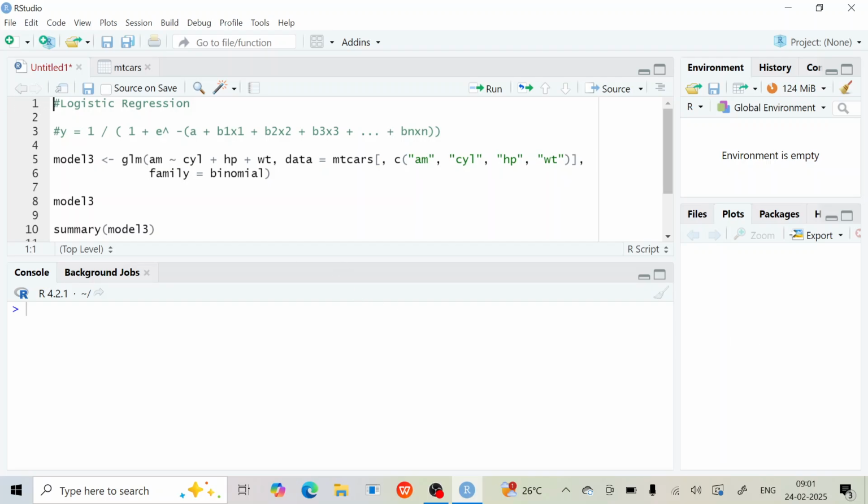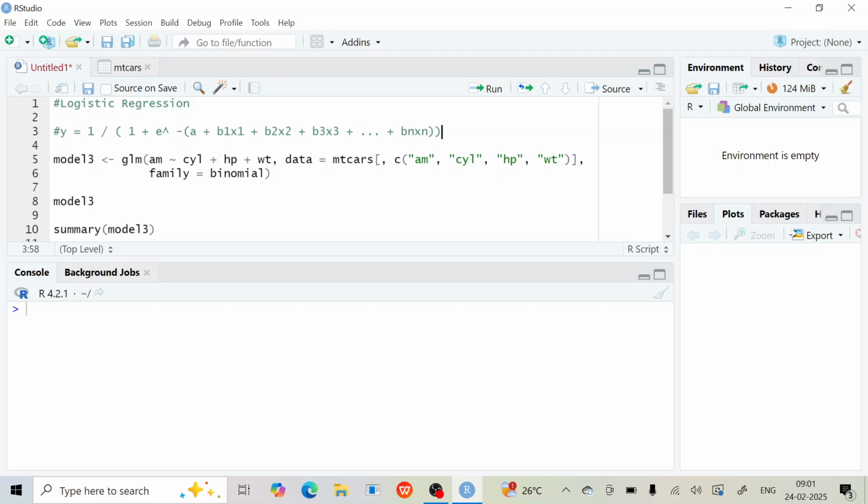The equation for logistic regression is y equal to 1 divided by (1 plus e to the power of minus (a plus b1 x1 plus b2 x2 plus b3 x3 plus etc. up to bn xn)). So this is the equation for logistic regression.